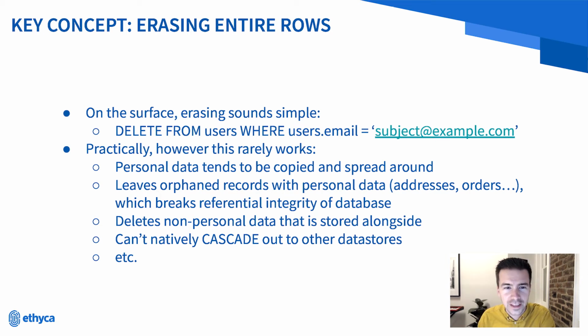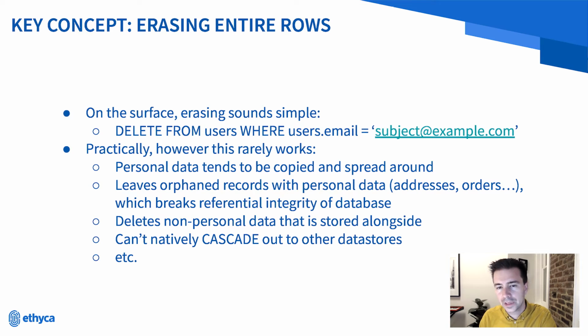Now, on the surface, erasing a user's data sounds pretty simple, right? You just need to delete their row from the users table. Now, in practice, though, this is probably not going to work for a variety of reasons. First of all, personal data is never just in a single table, right? It gets copied around and spread across all your different systems. So if you do delete that user record, that can end up leaving these orphaned records behind without any way to associate them together, effectively breaking the referential integrity of your database.